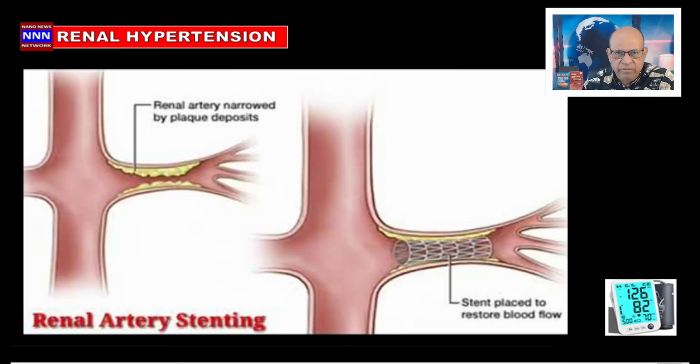Okay, how do we place a stent in the renal arteries? If we can look at this, we have the right renal artery and the left renal artery. There is atherosclerotic plaque, which is blocking 80% of the lumen. Then a stent is placed in this blocked segment, thus improving the renal blood flow, improving the glomerular filtration pressure. That is the key, which improves the renal flow and thus brings down the renin level. That is the theoretical hope.